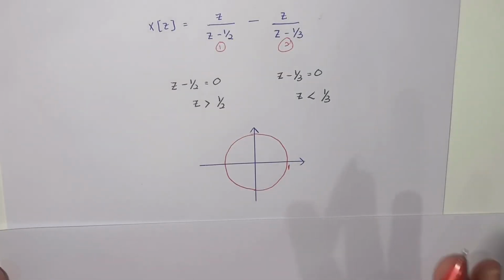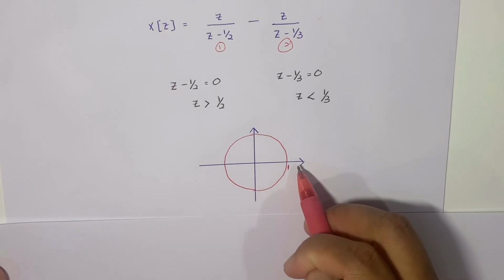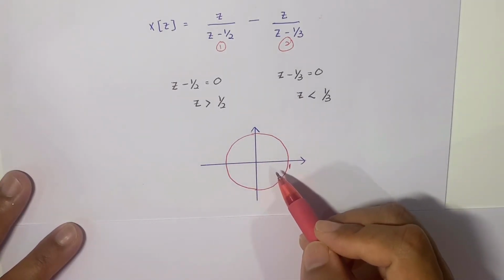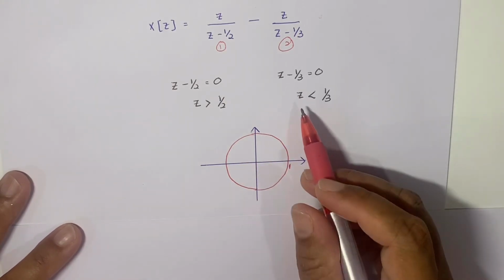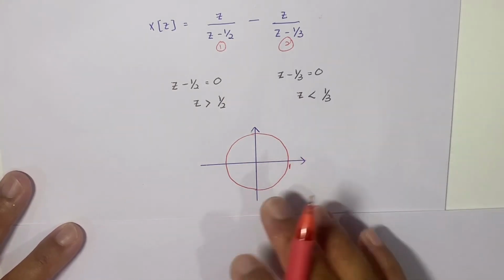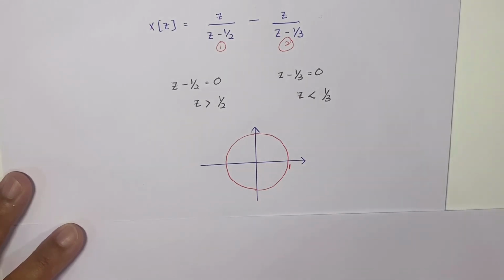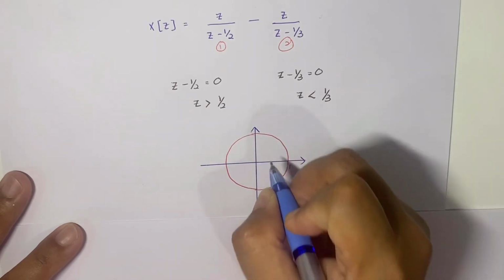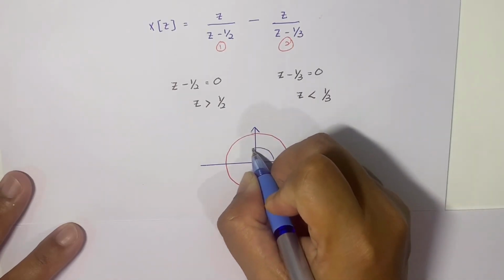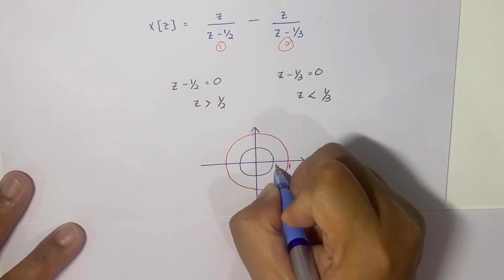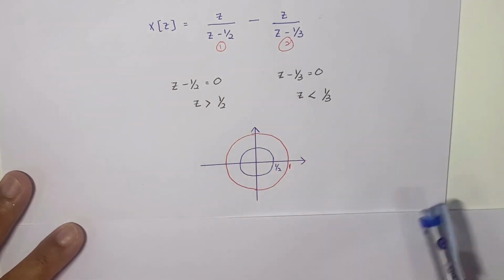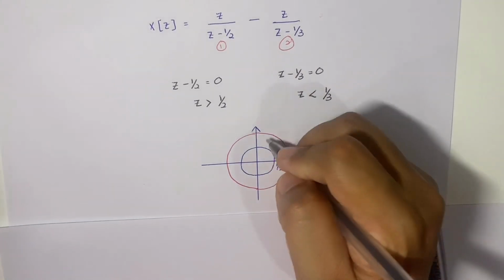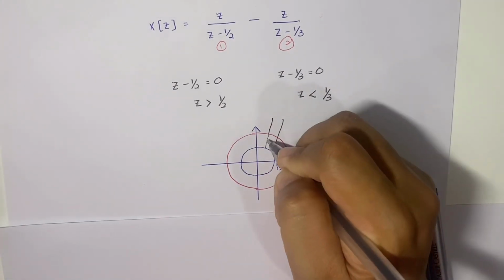First we need to draw the unit circle. This is not a pole, this is just a reference for you to know whether the system is stable or not. Now I will draw the poles. So |z| bigger than 1 over 2, 1 over 2 is inside here. Bigger than means outside the 1 over 2.